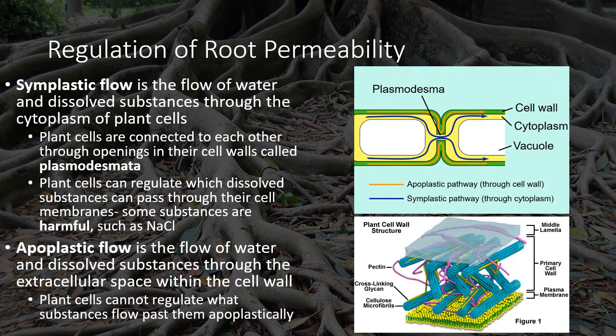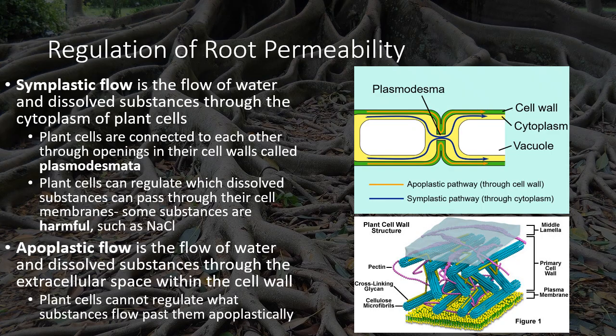In order to answer this question, we have to look at the ways in which materials flow through plant tissue. We've got two types: symplastic flow and apoplastic flow. In symplastic flow, we have water and dissolved nutrients or other substances flowing through the cytoplasm of plant cells. If it's been a while since you've talked about cells, the cytoplasm is the solution inside of a cell that all of the chemical reactions are occurring in, and that all of the organelles of the cell are present in. You can think of it as the goo inside the cell.